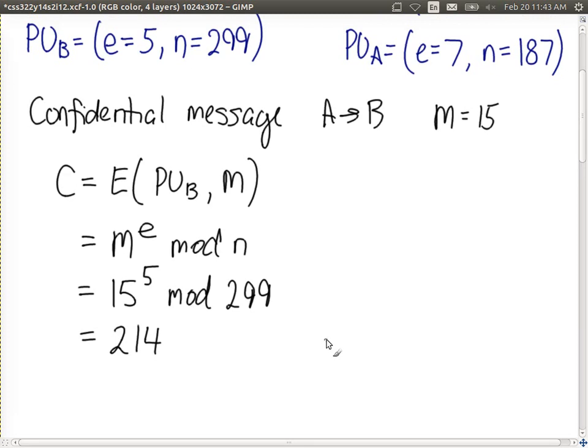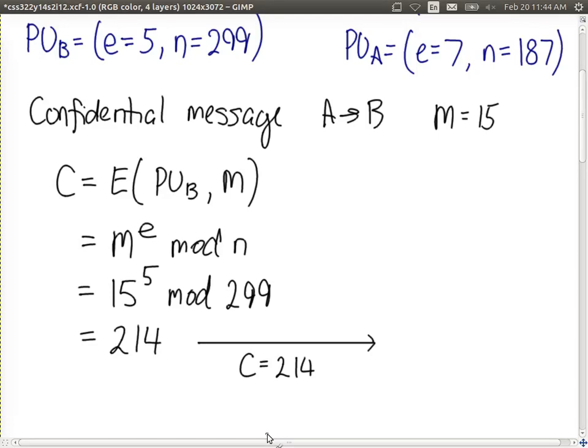We send that to B. That's the ciphertext. When B receives the ciphertext, they decrypt. Which key do they use to decrypt? It was encrypted using the public key of B.